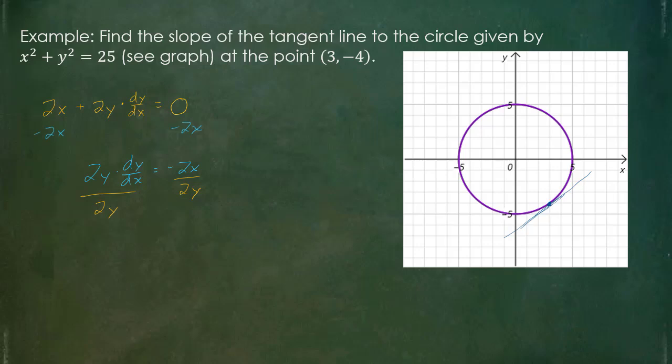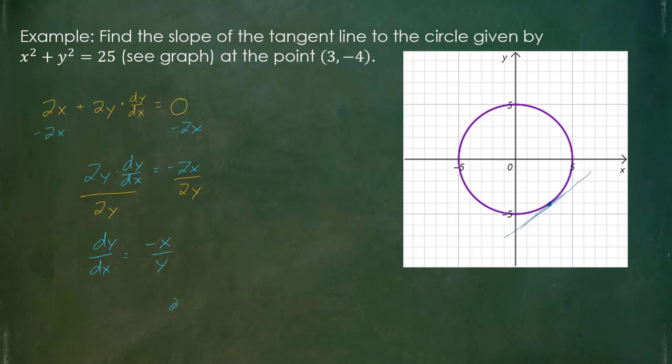And that then would give me this expression of dy over dx for this equation, which is equal to negative 2x over 2y. So the 2 should be able to cancel. So really it's just negative x over y. So now how do I find the slope at the point that they gave us?